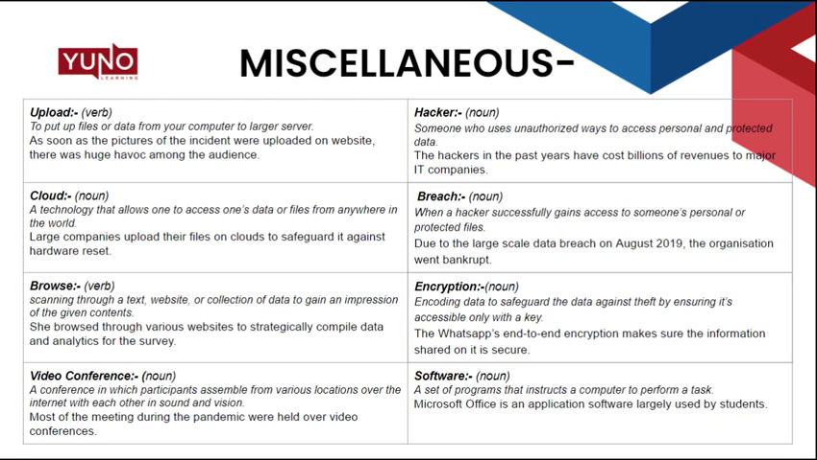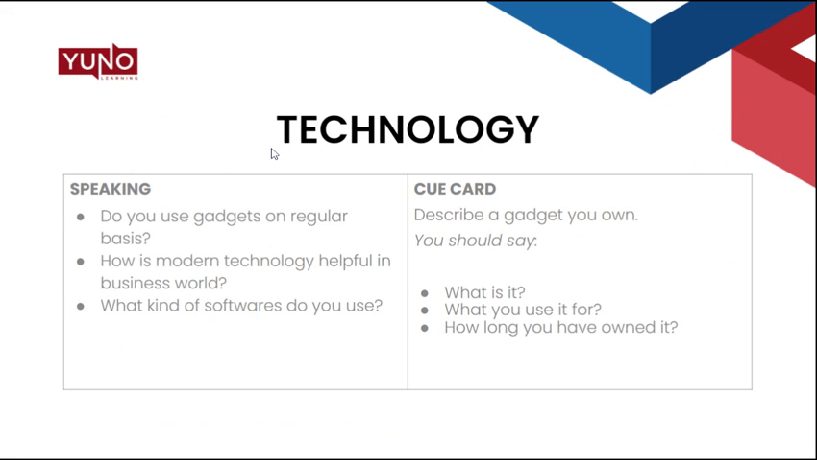Moving ahead, software, which is a noun, a set of programs that instructs a computer to perform a task. Microsoft Office is an application software largely used by students. So these were all the words. Now let's look at some of the questions which were recently asked in the IELTS examination itself. Coming from the speaking questions, we have: do you use gadgets on a regular basis? How is modern technology helpful in the business world? What kind of software do you use?